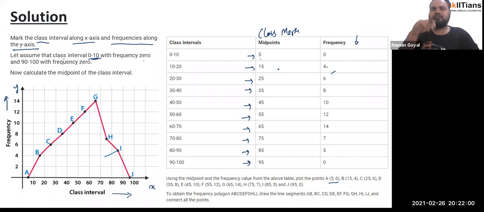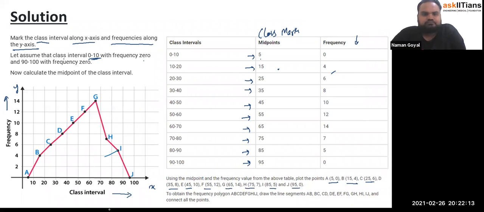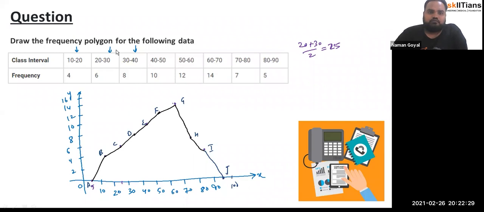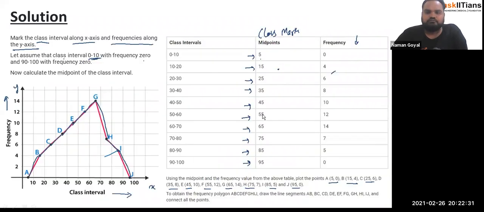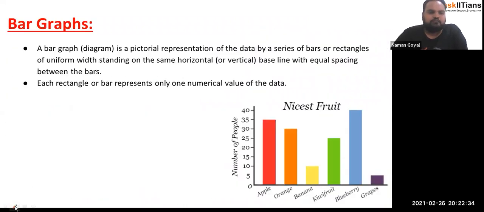So what we have to take when I want to plot a coordinate, first we have to take the x coordinate, then we have to take the y coordinate, right? So B is this, C, D, E, F, G, H, I, and J. Okay, so if I join these points like this, what I got is a polygon graph. This is known as the frequency polygon for this data. Got it? Now it's time for the bar graph.